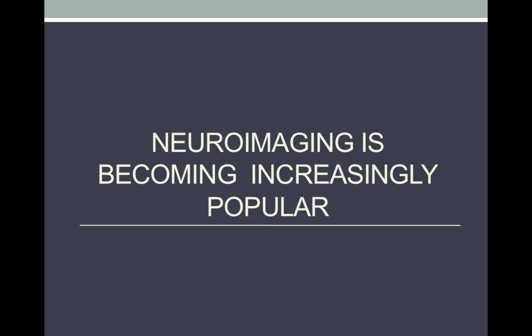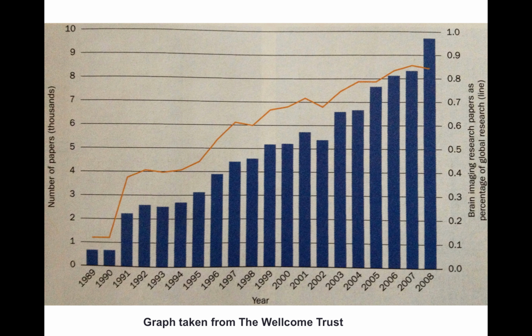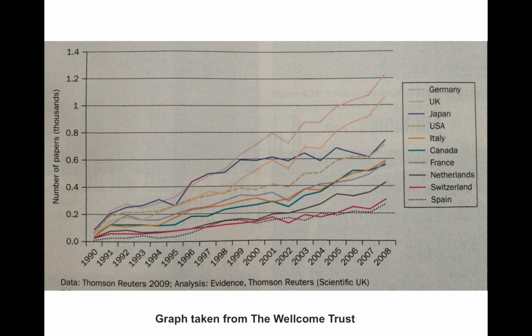Neuroimaging is becoming increasingly popular. This graph, taken from the Wellcome Trust, shows the number of papers published using neuroimaging technologies between 1989 and 2008 as a percentage of the total number of papers published. And we can see, in 2008, neuroimaging research accounted for approximately 1% of all total research in the world. So we can see that neuroimaging research is becoming increasingly popular.